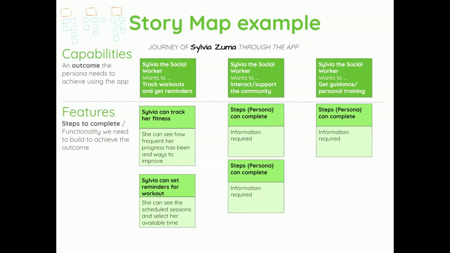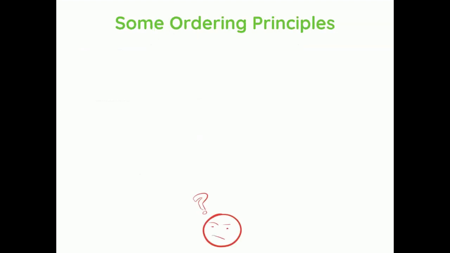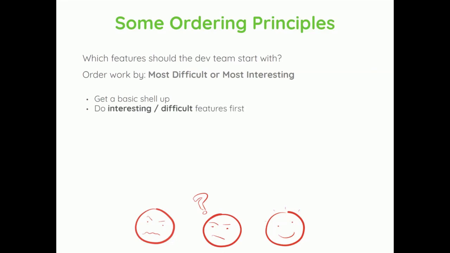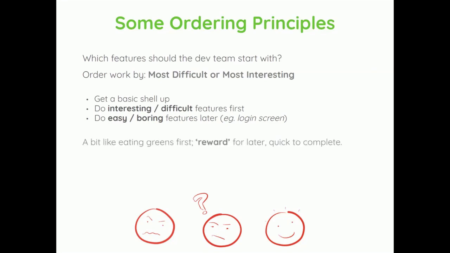So let's have a look at some ordering principles that we can keep in mind. So, which features should the dev team start with? So, the work should be ordered by most difficult or most interesting. So, the first thing you should do before you start building is get a basic shell or skeleton of your application, and then start by doing the most interesting or difficult features first, and then do the easy and boring features later. For example, a login screen.